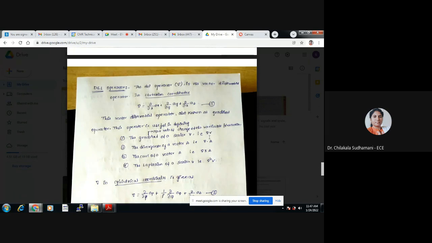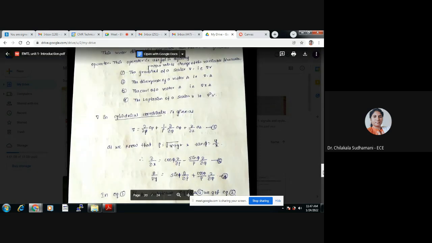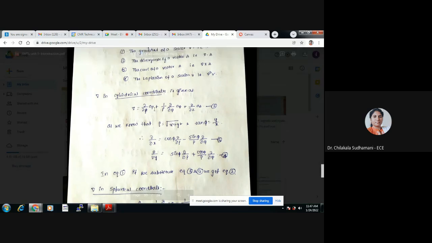For the Cartesian coordinate system, it is dou by dou x, dou by dou y, dou by dou z. Cartesian means rectangular coordinate systems. If it is in the form of a cylindrical coordinate system, then for cylindrical coordinates it is dou by dou rho a rho, 1 by rho times dou by dou phi of a phi, plus dou by dou z of az.